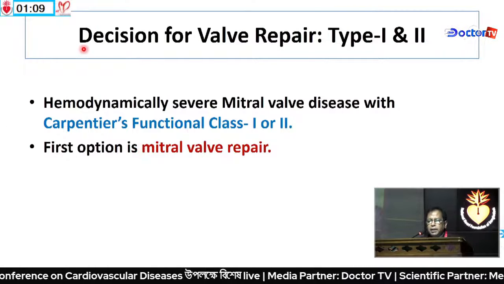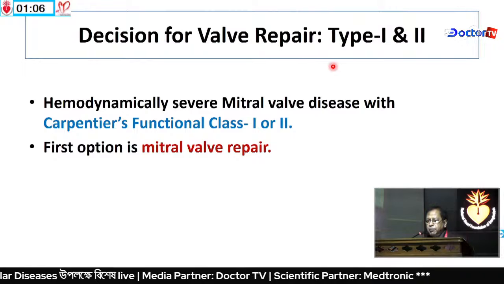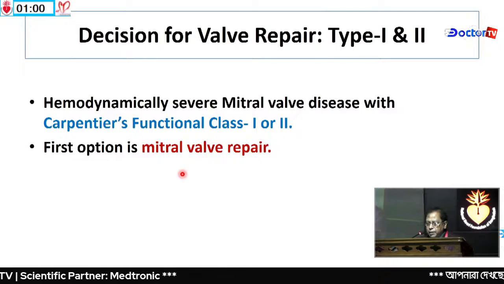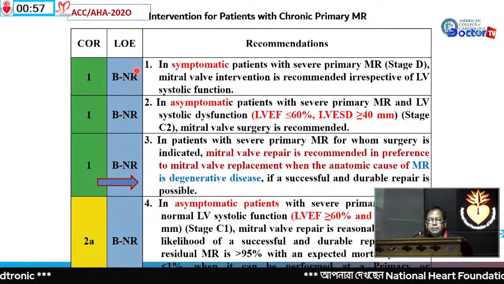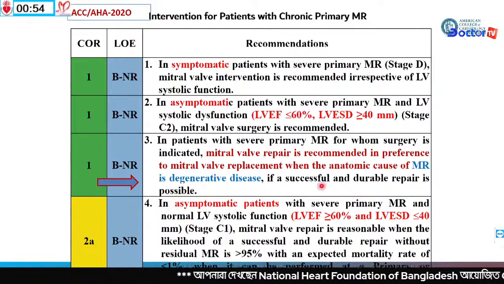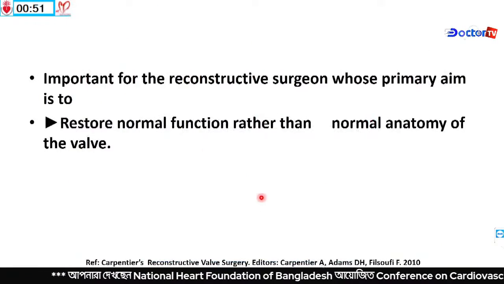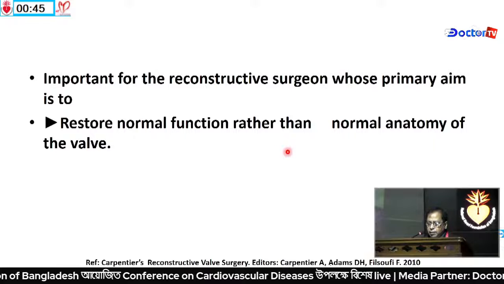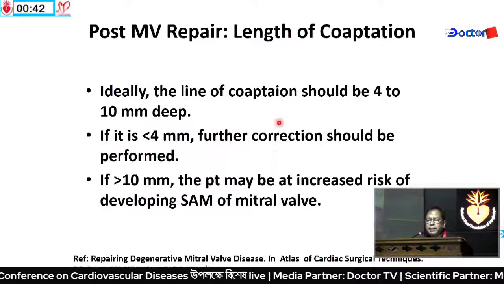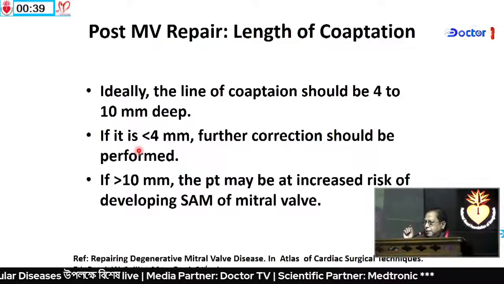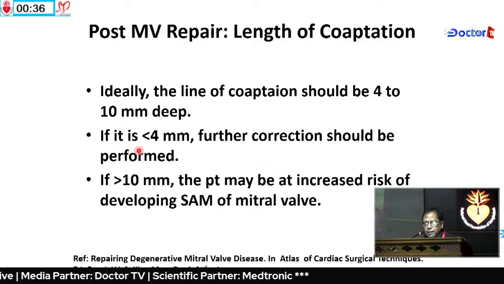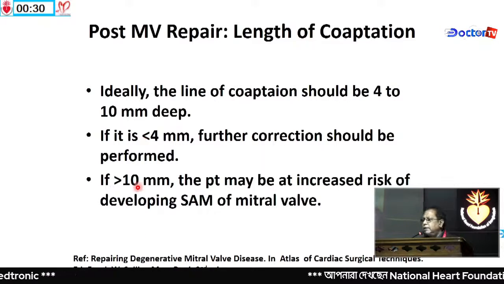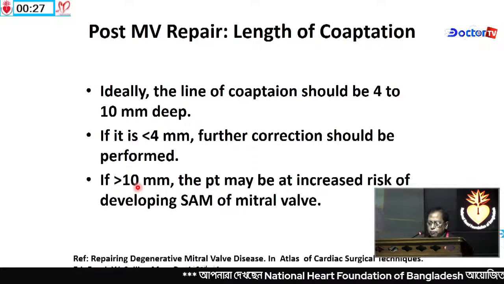And now, decisions for mitral valve repair, type 1 and type 2. Hemodynamically severe mitral valve disease, these are the classes. The first option is mitral valve repair for class 1 and class 2. This is the ACC/AHA guideline 2020, a class 1 indication. And important for the reconstructive surgeon, whose primary aim is to restore normal function, not necessarily normal anatomy of the valve, ideally the line of coaptation should be 4 to 10 millimeters. If the line of coaptation is less than 4, then further correction is needed. If the line of coaptation is more than 10, need further correction. More than 10, there is a chance of SAM of the mitral valve.